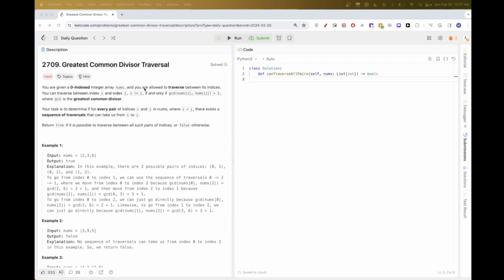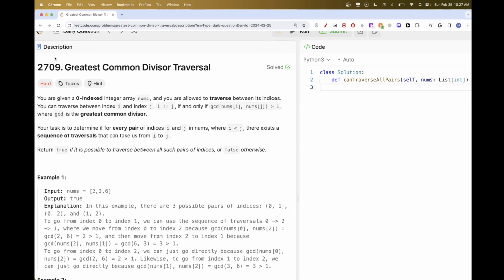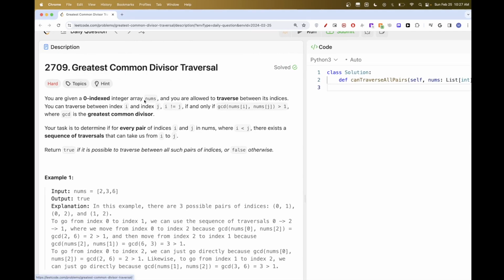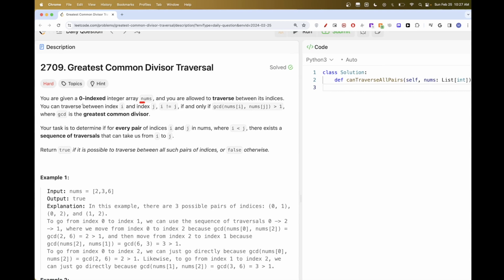Hello, so today we are going to do this problem which is part of the Leetcode daily challenge, greatest common divisor traversal. So basically in this problem, we have an array and we have a rule where we can traverse between two positions only if the GCD of the values is bigger than 1. So only if the greatest common divisor between the two is bigger than 1. Okay, so basically what this means is that they share a factor.